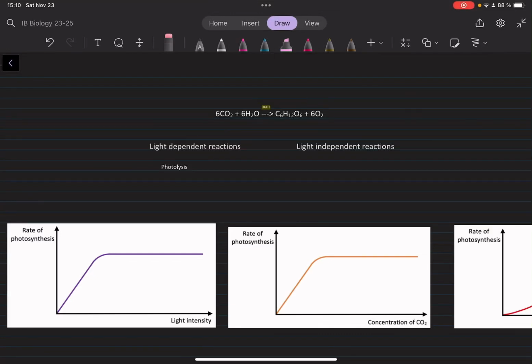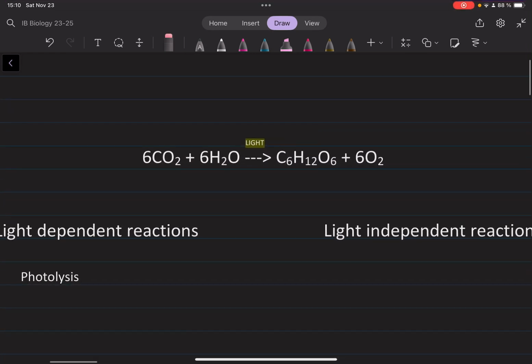Hey guys, so today I wanted to go through the standard level content of the topic of photosynthesis as part of the IB biology curriculum. So, the first thing with photosynthesis is learning the equation.